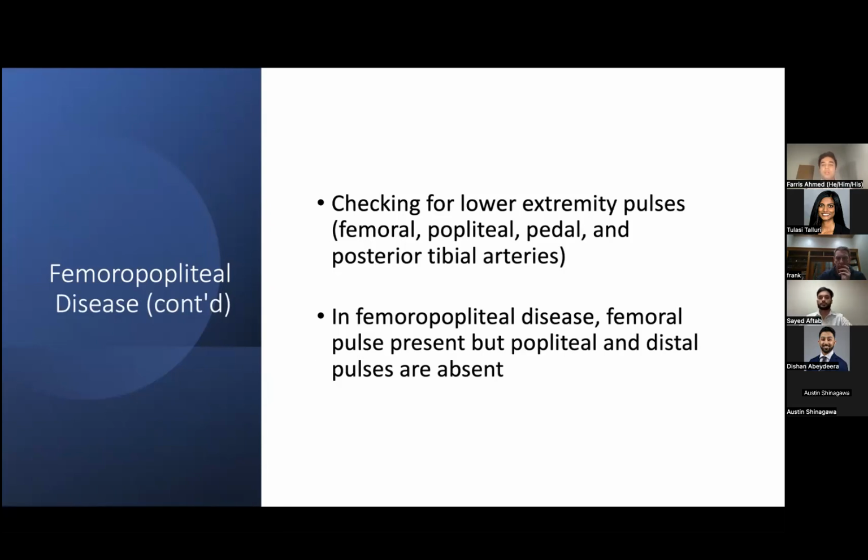For this, you'll be checking for lower extremity pulses. The pulses distal to the blockage should be absent, so that would be the popliteal and distal pulses. But the femoral pulse will be present because that's proximal to the blockage in the femoropopliteal artery.